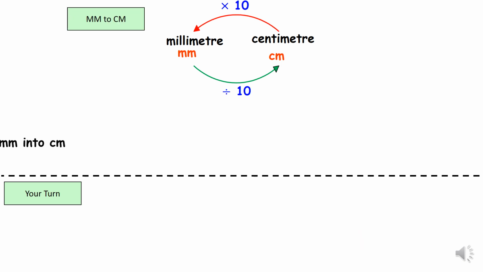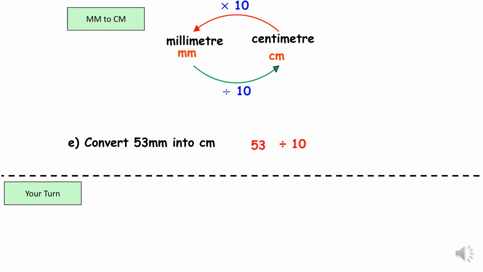Now this time around we are going to go the other way. We are going from millimeters to centimeters, so I'm sure you know this time around we will be using the green arrow. So we're going from mm to cm. We're using the green arrow, going from left to right. In this case, we're going to divide by 10, so it's going to be 53 divided by 10, and we should know that that is 5.3. But this time, if you notice, it's centimeters.